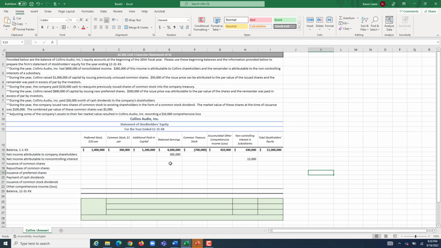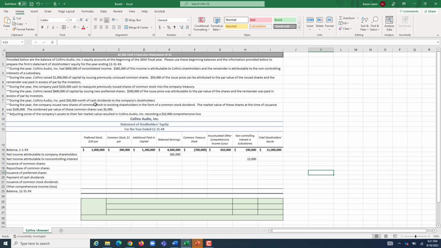Whatever floats your boat. In the next line, we have during the year, Collins raised $1 million of capital by issuing previously unissued common shares. $50,000 of the issue price can be attributed to the par value of the issued shares, and the remainder was paid in excess of par by investors.